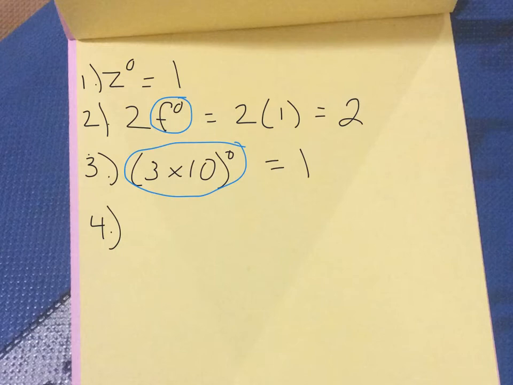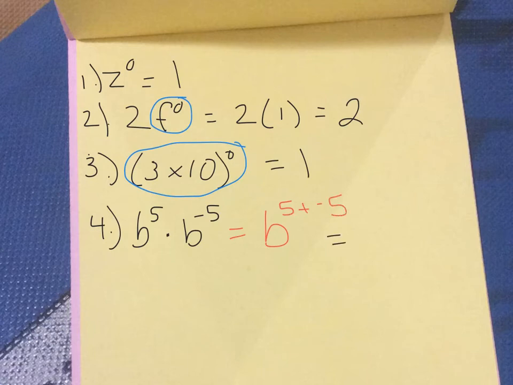Ooh, how about one like this? b to the 5th times b to the negative 5th. Remember, first we're going to add those exponents. It's like b to the 5 plus negative 5. That's b to the 0, which is 1. Okay, rolling on.